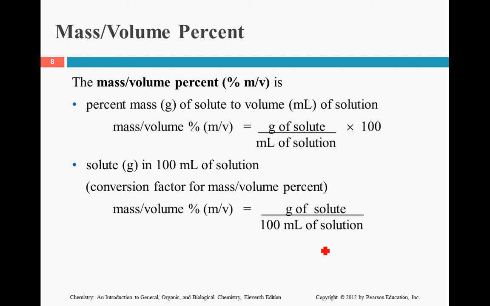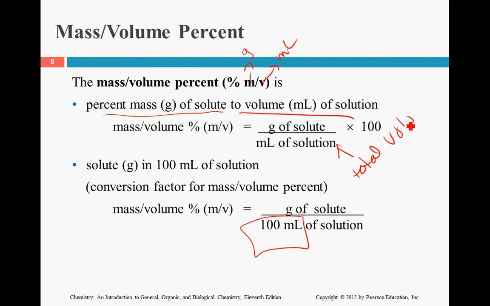And the mass per volume. Mass is in grams. Volume is in milliliters. So therefore, it's going to be grams of solute over milliliters of solution. And once again, we have 100 on the bottom if you're given the percent, just to make your life easier. And remember, this is the total volume.